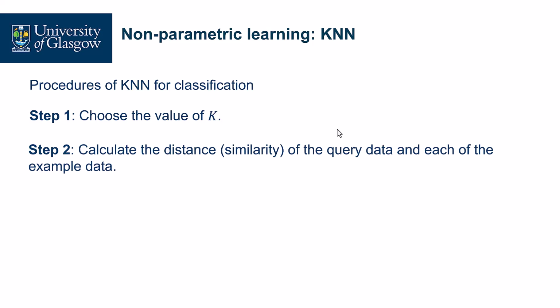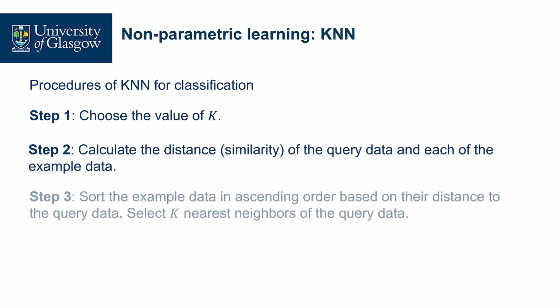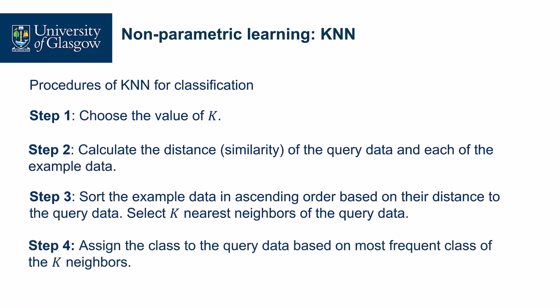We can calculate the distance between the query data and each of the existing data. In this way, the result is a set of distances, which we call similarities. Then we sort these distances in ascending order. After this sorting, we can select the k-nearest neighbors of the query data to make decisions. The decision is made by majority vote. So we assign the class to the query data based on the most frequent class of the k neighbors.